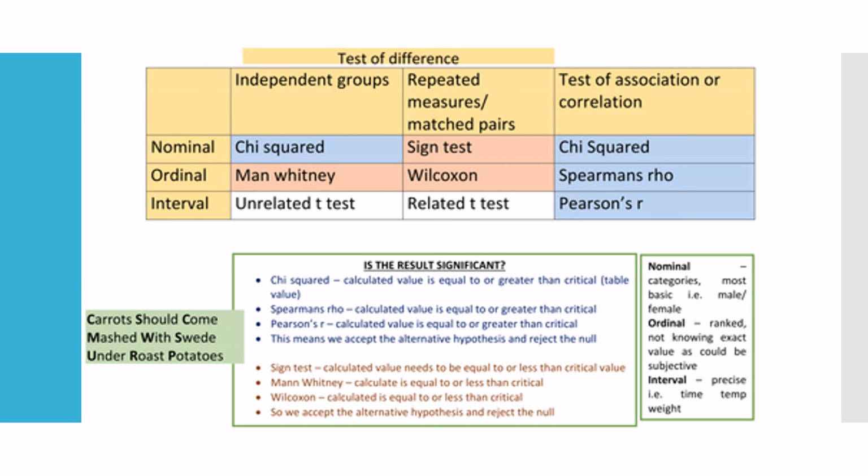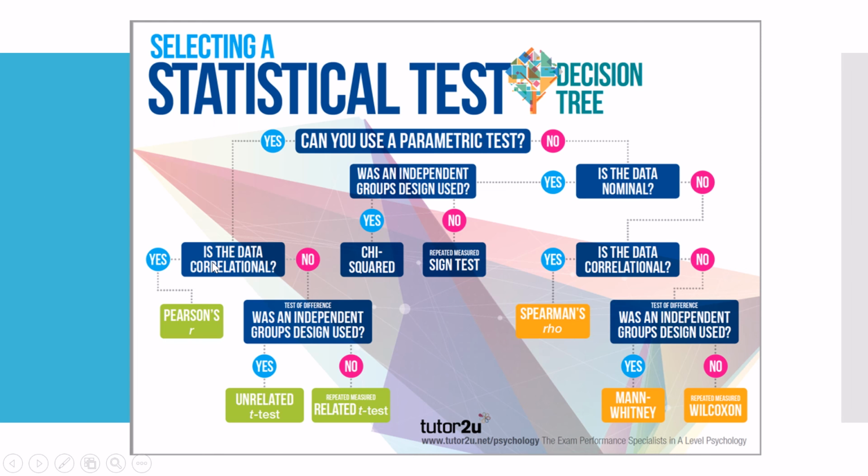So if you knew it was a test of difference, which is along the top here, you know it's a difference, you know it's independent groups and it's nominal, you know that it's chi-squared. Okay, this one can be a little bit more tricky at first, so if you can't get your head around it, start with the flow diagram, the decision tree, and then afterwards when you become more confident, use the little table because that will help you memorise it.